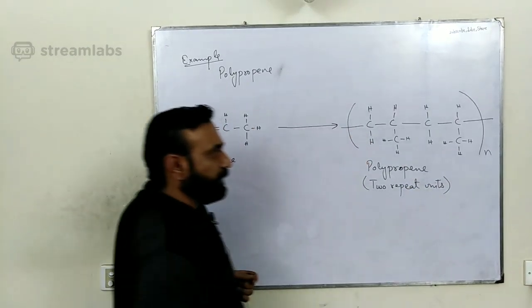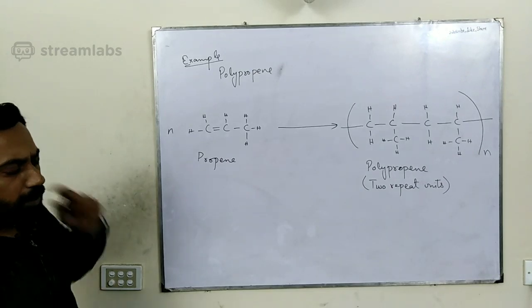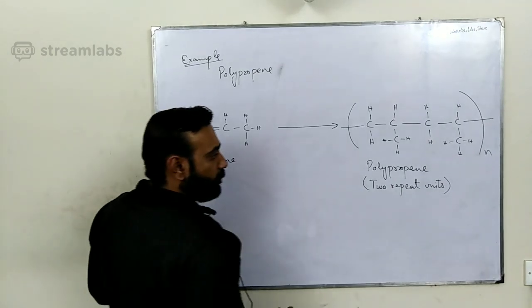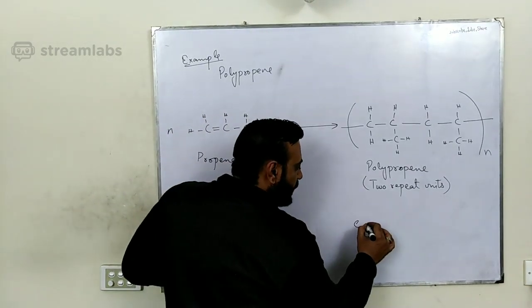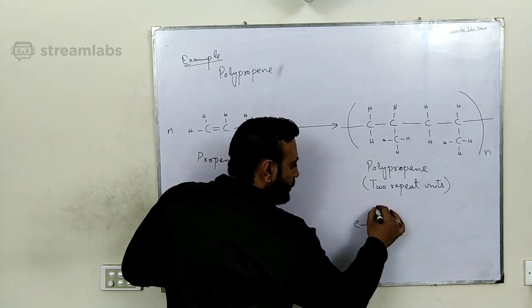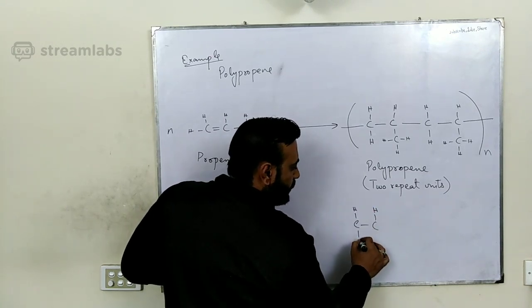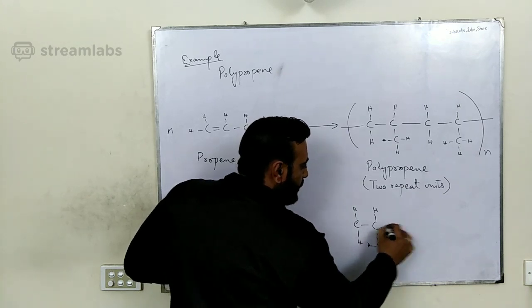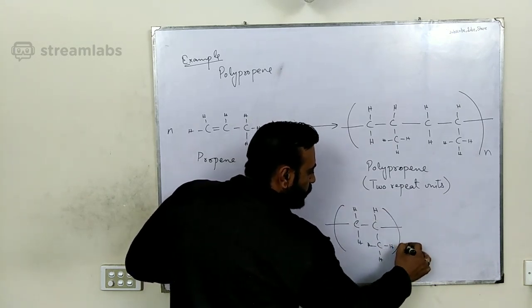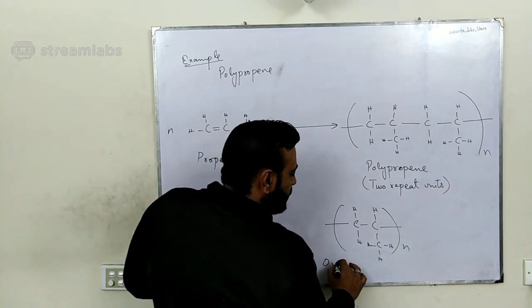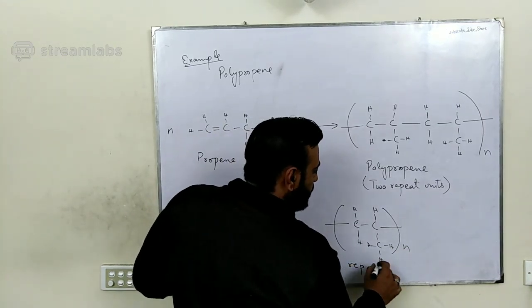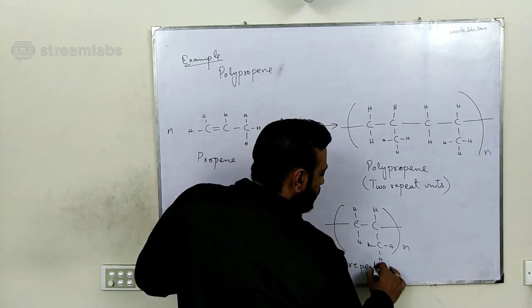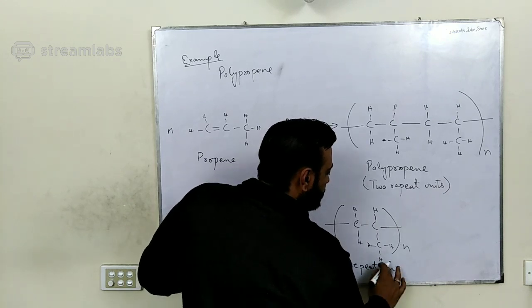If I had to draw the structure of one repeat unit only, then I would have done it like this, continued on both sides. This is one repeat unit. It is still polypropene, but it is one repeat unit.